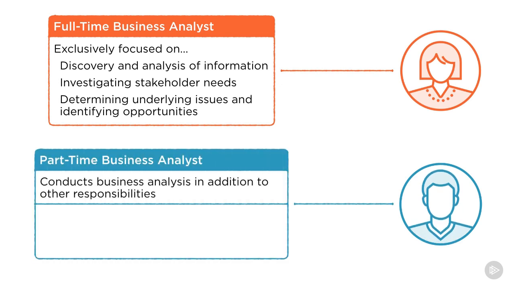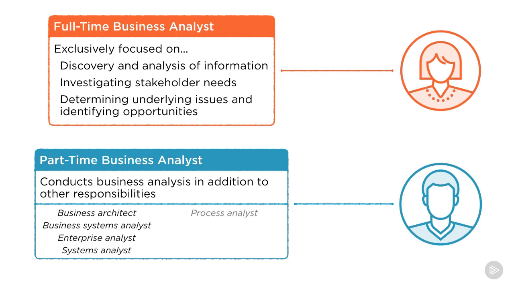Oftentimes, these sort of roles are conducted in addition to other responsibilities. In these cases, the business analyst might not be called a business analyst. They might be called a business architect, a business systems analyst, an enterprise analyst, systems analyst, process analyst, product manager, project manager, or requirements engineer, among other titles. In each of these cases, we're seeking to perhaps build processes or have a better understanding of how the business works or could work better.